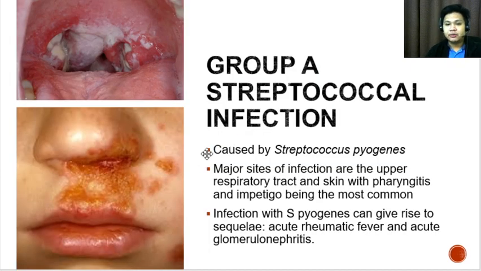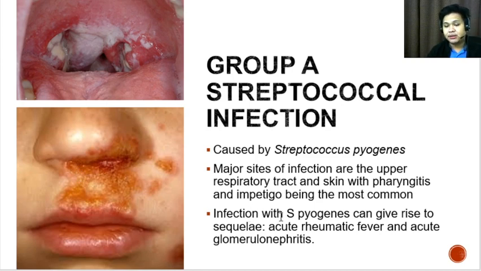Group A streptococcal infections are caused by Streptococcus pyogenes. Major sites of infection are the upper respiratory tract and skin, with pharyngitis and impetigo being the most common. We have here a picture of streptococcal pharyngitis, or more commonly known as strep throat. And below, we have the characteristic lesions of impetigo, which are honey-crusted lesions.